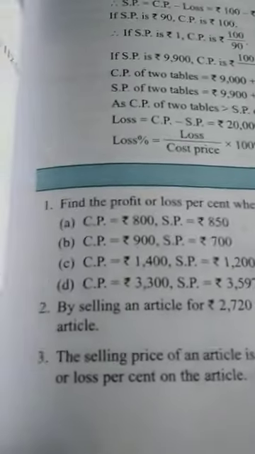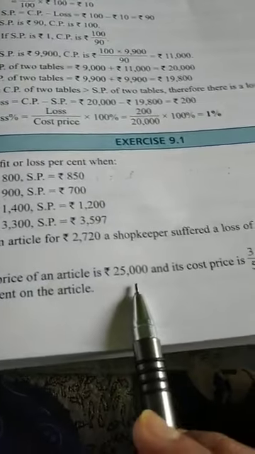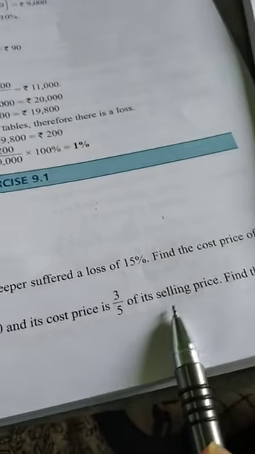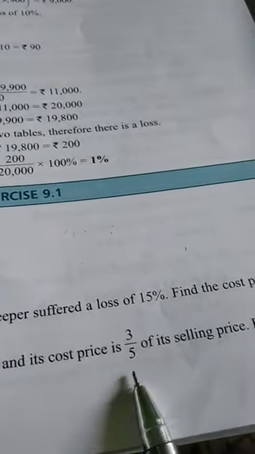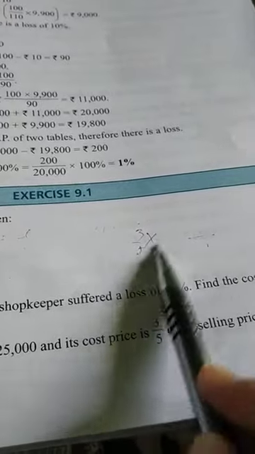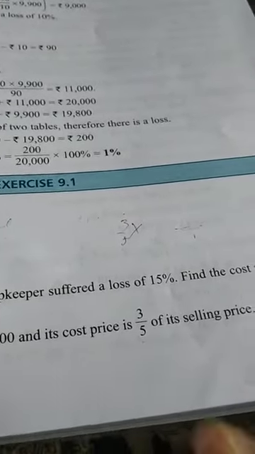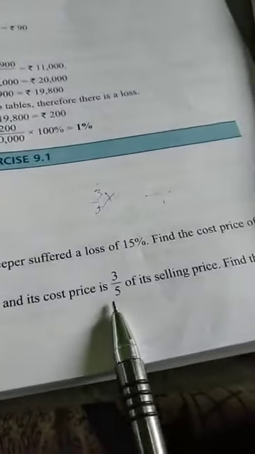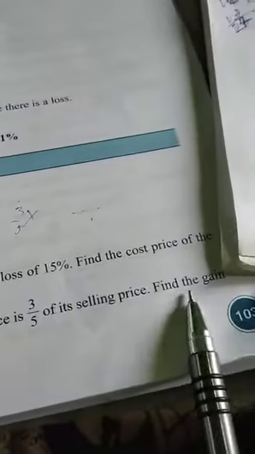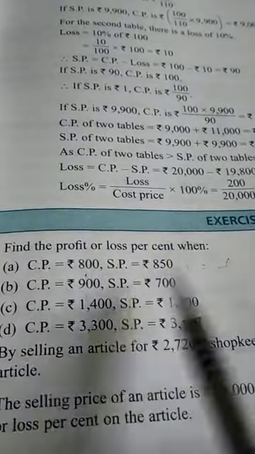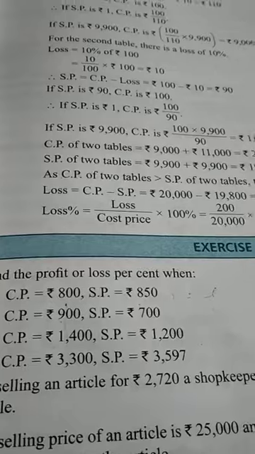Question number 3. The selling price of an article is 25,000 and its cost price is 3/5 of its selling price. 3/5 of selling price means 3 by 5 into selling price. We will get its cost price by doing this. Multiply this two. Whatever the answer will come, you will get its cost price. And selling price is also given. If you know the cost price, if you know the selling price, then you have to find the gain or loss. Like this, if you know the cost price, if you know the selling price, you can find out the gain or loss. Okay.